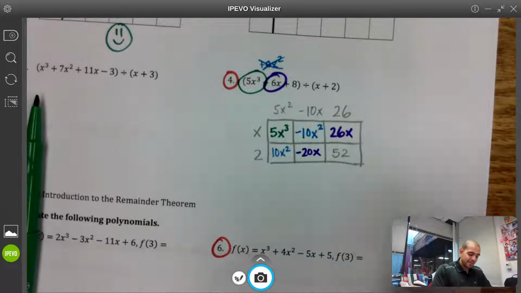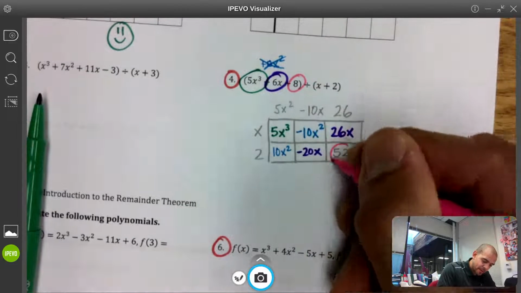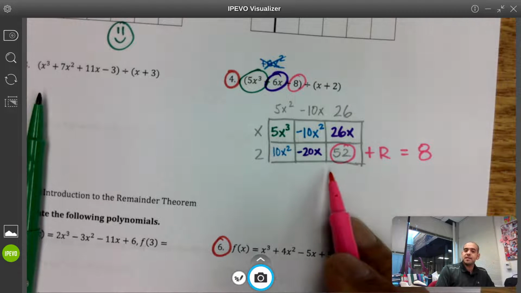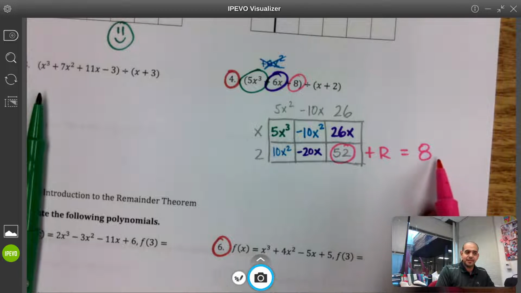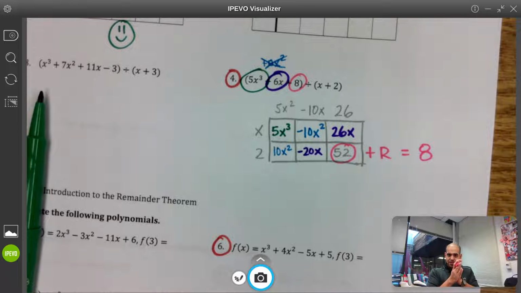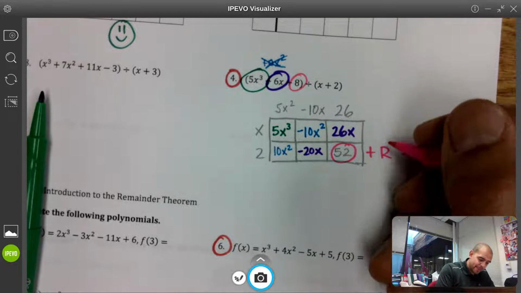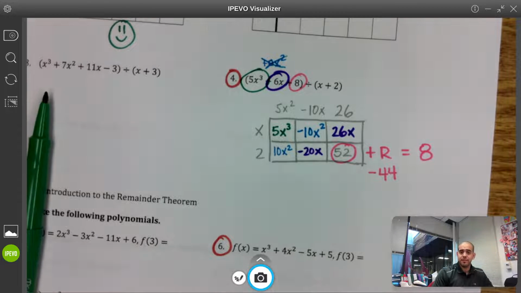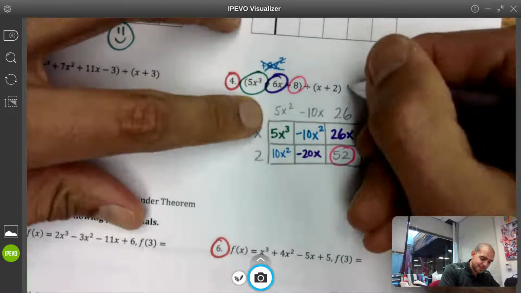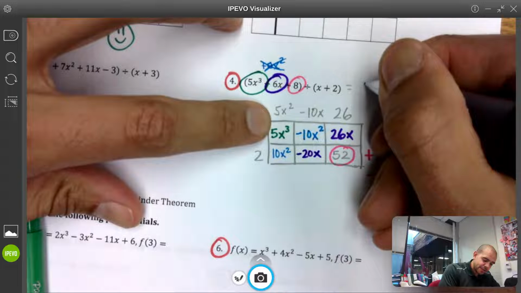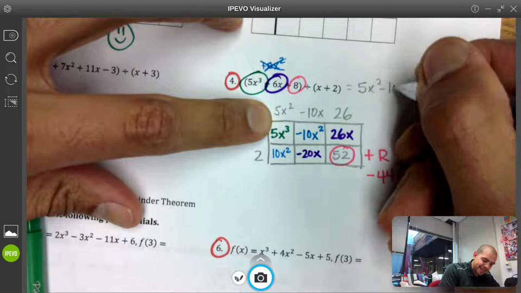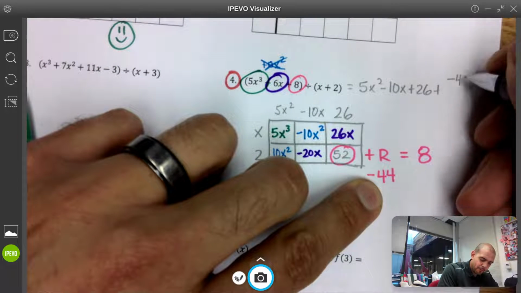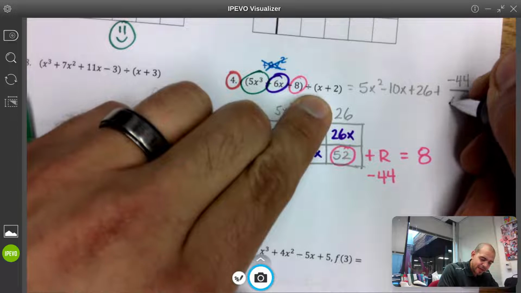So I'm going to take my 52 plus my remainder equals 8. So what is that remainder? What is that gap? And that would be -44. That is my remainder. So my final answer is, this is my quotient, 5x squared minus 10x plus 26, plus my remainder of negative 44 over my divisor, x plus 2.